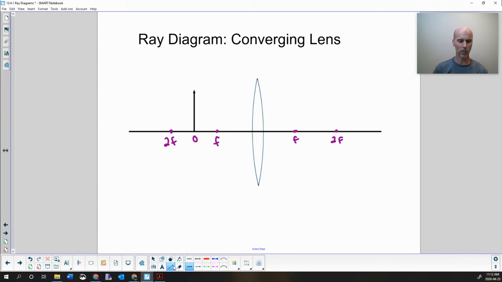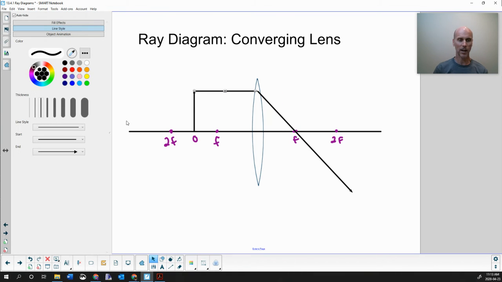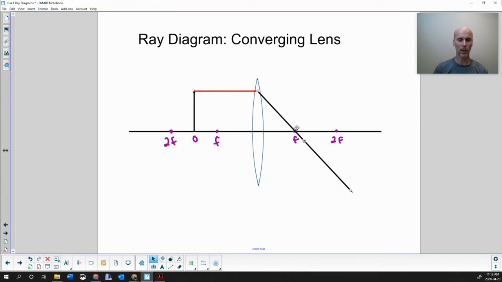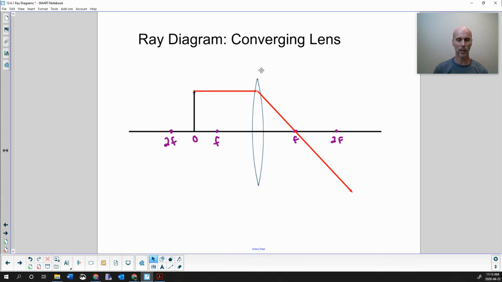Remember, the first ray is the ray that goes parallel to the principal axis and then refracts instead of reflects through the focal point. Now, because lenses have two focal points, it's really important to remember which focal point we're dealing with. It takes practice, but in the end, the focal point for a converging lens is always a real one. So when we're done, we're going to make sure that these rays really go through this focal point. And there's not too many other ways to remember that.